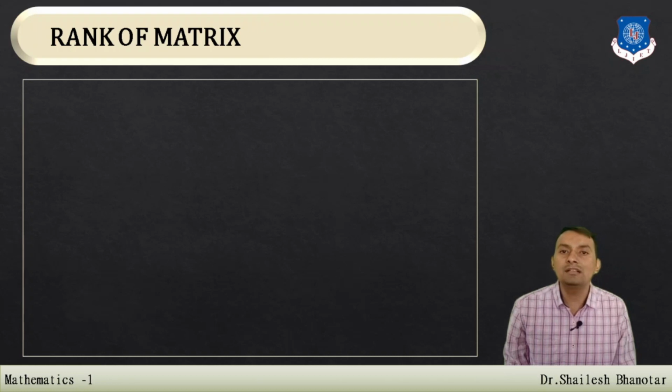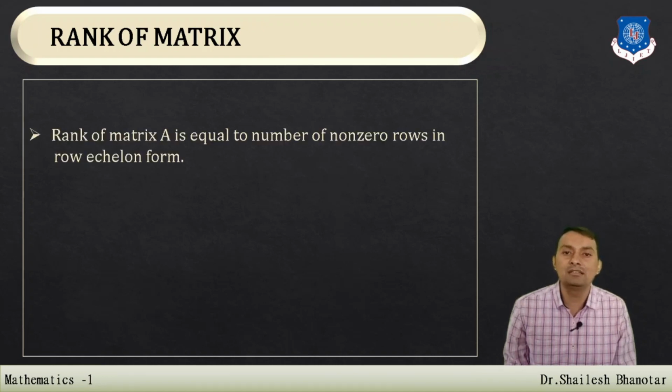Now we have the rank of a matrix. Already we have seen the row echelon form and the reduced row echelon form. From this we can consider that the rank of the matrix is nothing but the number of non-zero rows in the row echelon form, or you can say the number of non-zero rows in the reduced row echelon form.